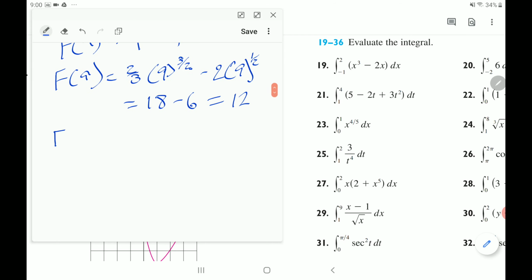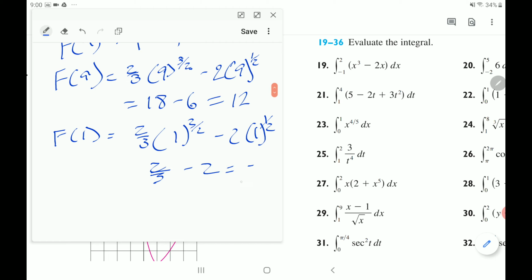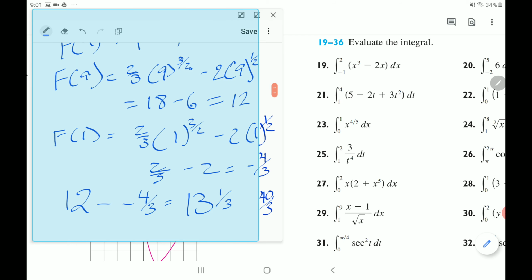All right, then we have to do F of 1, which is 2/3 times 1 to the 3/2 power, which is just 1, minus 2 times the square root of 1, basically. So it becomes 2/3 minus 2, which is negative 4/3 or negative 1 1/3. So it becomes 12 minus a negative 4/3, which I'm just going to write as 13 and 1/3. But if you want to write it as 40/3, that's fine too.